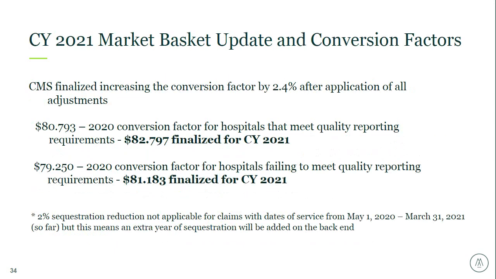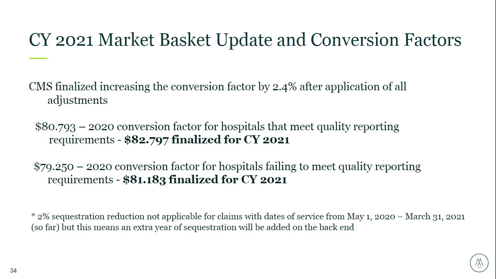Regarding this market basket update and conversion factors, outpatient recalibrates on January 1st each year, where for inpatient DRG, we're on October 1st. So starting Jan 1, we are now at just about $82.80 for the base conversion factor for APCs. That is 2.4% higher than it was last year. Obviously there are changes for those folks who are not either submitting quality data or are meaningful users of EHR. But as we note here at the bottom of the slide, the 2% sequestration is still off the table.